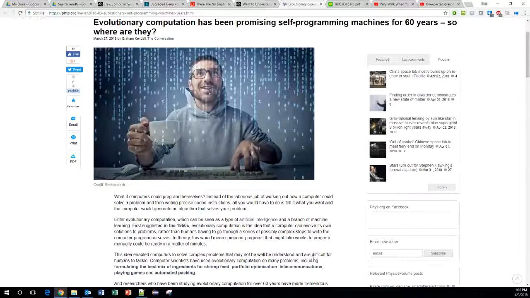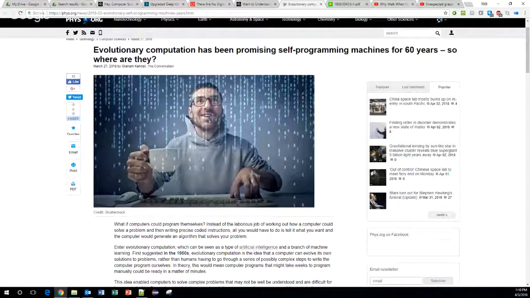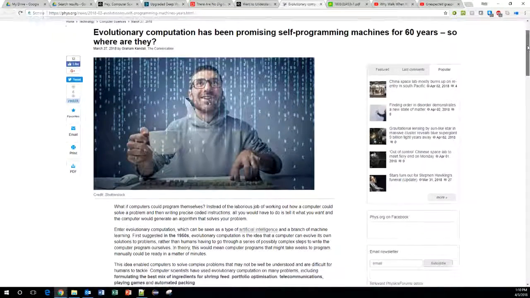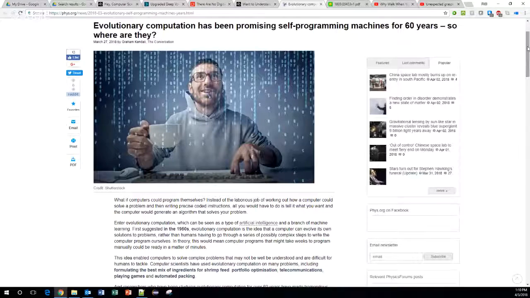So this is an article that I ran across that I think has some similar concepts in it. It's talking about the use of evolutionary computation to make computers that can program themselves. And this is an idea that's been around, as the article mentions, for over 60 years. Yet we don't have this yet. We don't have this in a practical way. We have this in a scientific and theoretical way.